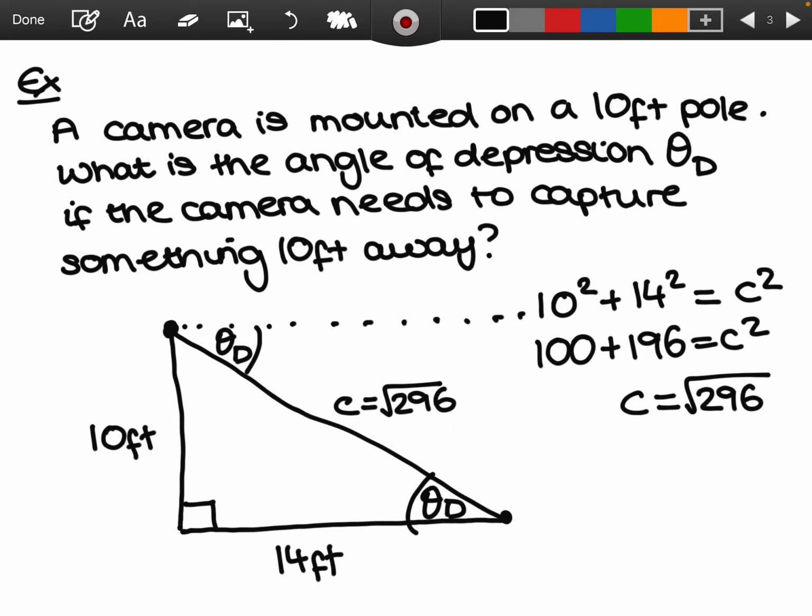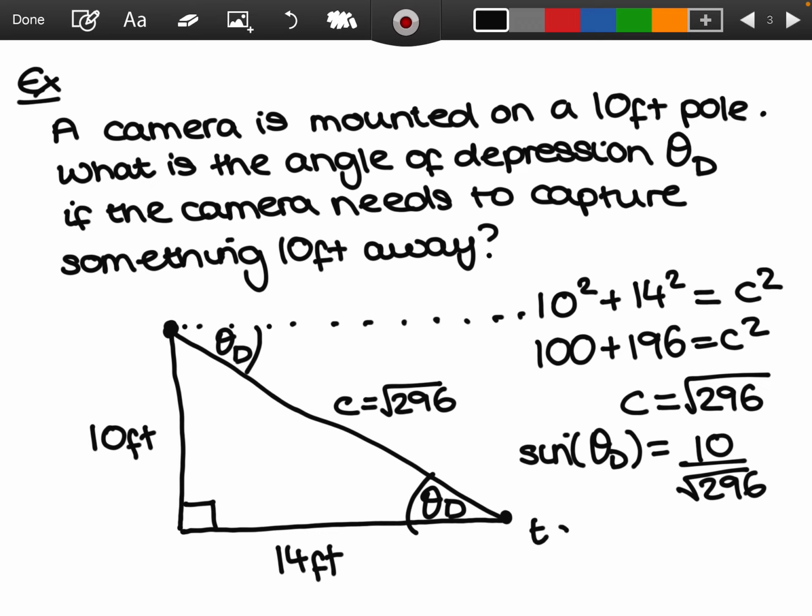I need theta d. Now there's a couple ways that you could do this. You could have actually done this without even finding that side c. We don't need to solve for all angles in this triangle. I just need to know what theta d is. If you wanted to use sine, sine of theta d would equal the opposite divided by the hypotenuse, so 10 over the square root of 296.